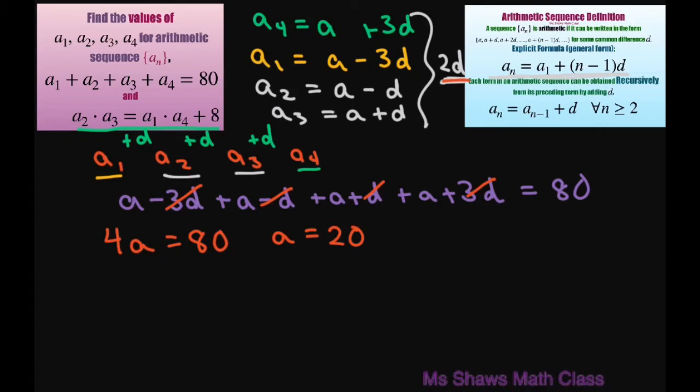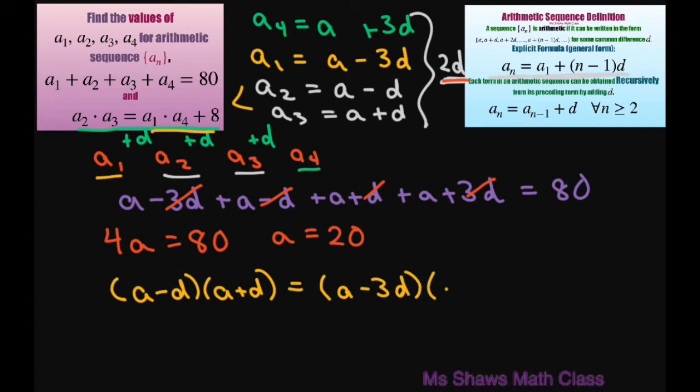Now that we have it set up, we're going to multiply our a sub 2 and a sub 3. So that's going to be a minus d times a plus d equals, and for this one you're going to get, let's see, the first term is a minus 3d times a plus 3d. Then we have this plus 8 here. All right, so this is going to be a squared minus d squared, and this piece is going to be a squared minus 9d squared plus 8.